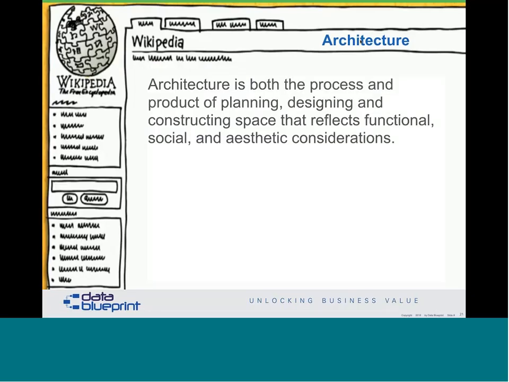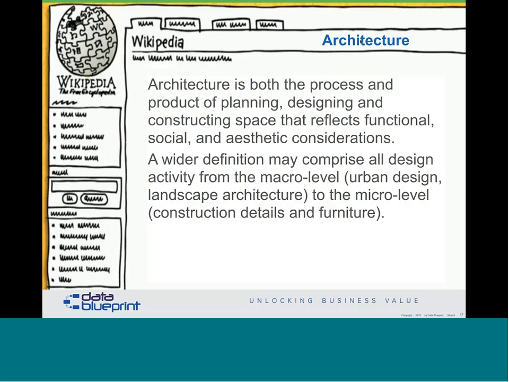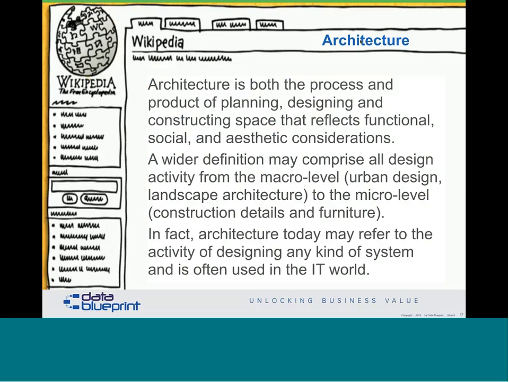So let's dive a little further now. Architecture, as usual in English, we're not very good with labeling things, so architecture is both the process and the product of planning, designing, and constructing space in this case. So it allows us to encompass everything from urban systems design to the construction of a chair in a specific room. All of these things are incredibly useful.